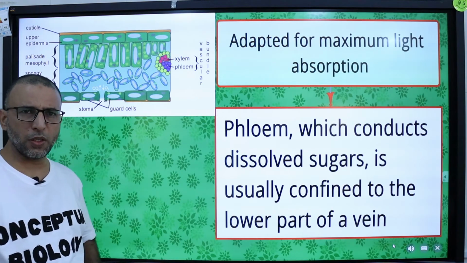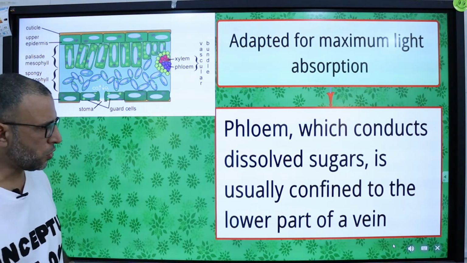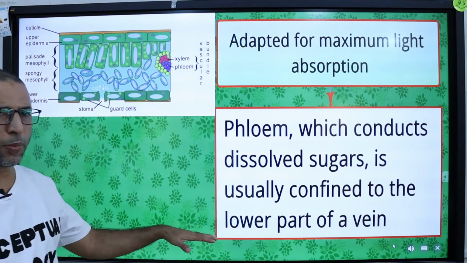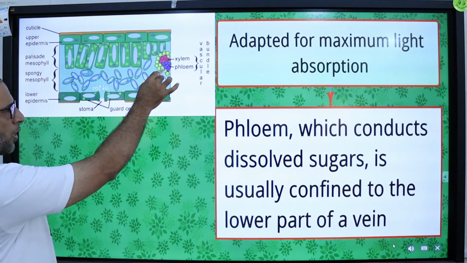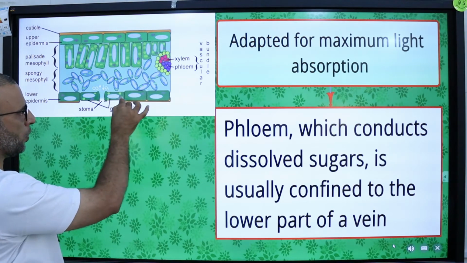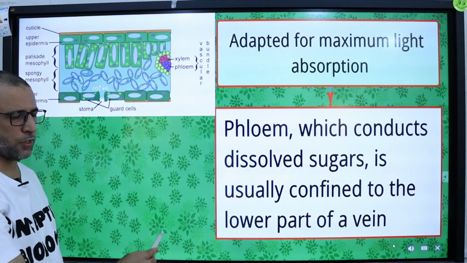Phloem is food-conducting tissue, which conducts dissolved sugar, and it is usually confined to the lower part of the vein. So, in this vascular bundle, phloem is present towards the lower epidermis, and xylem is present towards the upper epidermis.